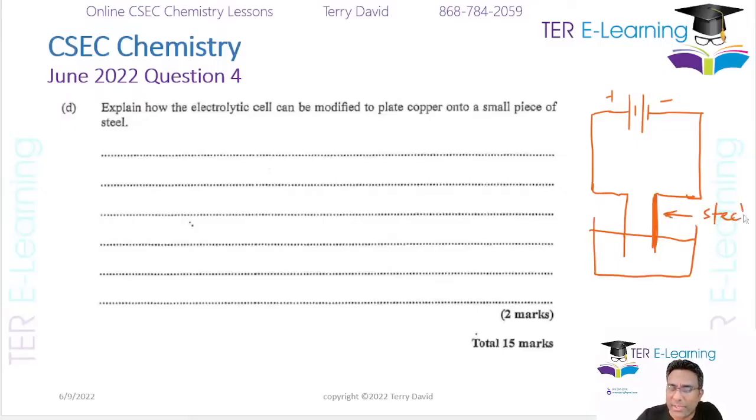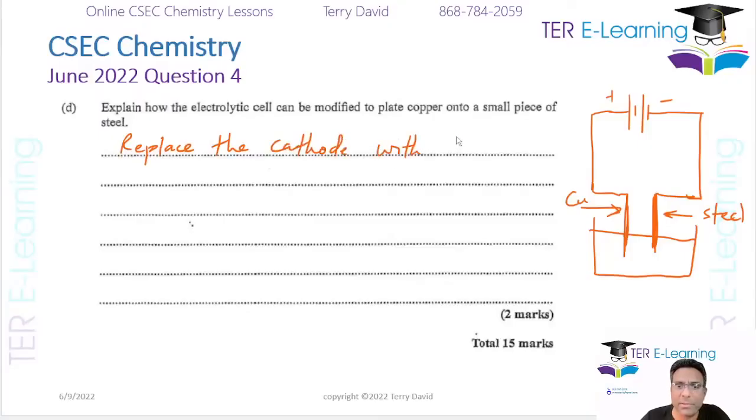That's what you need to do. You need to make that your steel, right? Your solution remains the same, right? And well, you already have this as copper here. This is already copper. So the question says, explain how the electrolytic cell can be modified to plate copper on a small piece of steel, right? So replace the cathode with the small piece of steel. That's it. That's all we need to say there.